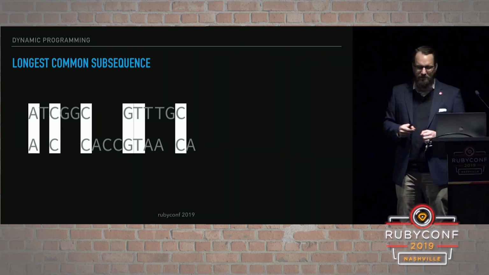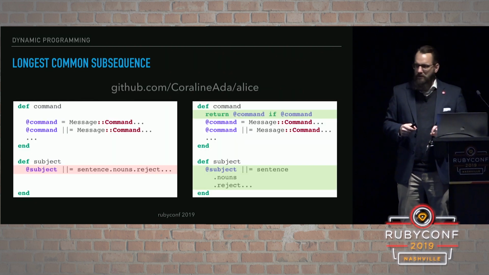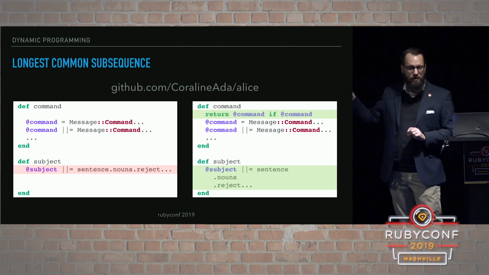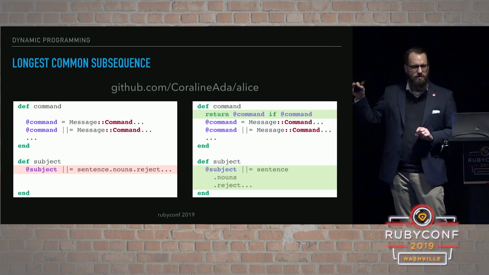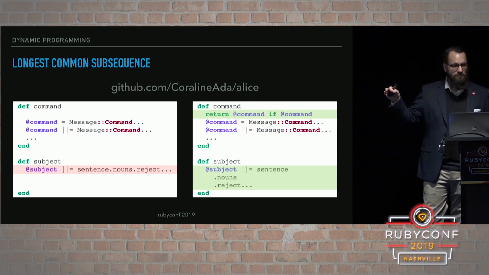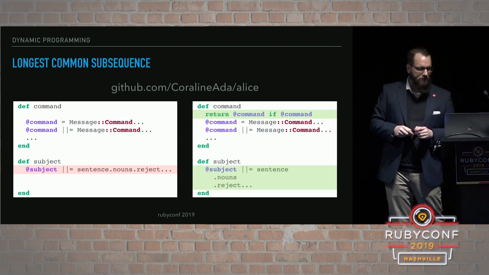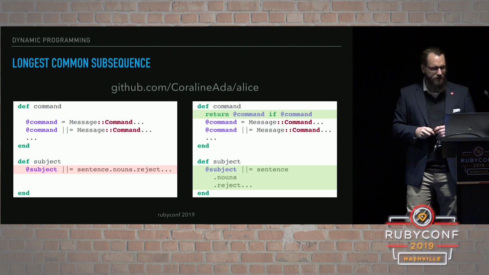Something that's a little more applicable is git diff. In this case, every line that's white is the longest common subsequence of the two sides of the commit. Thank you, Coraline, for the source material.